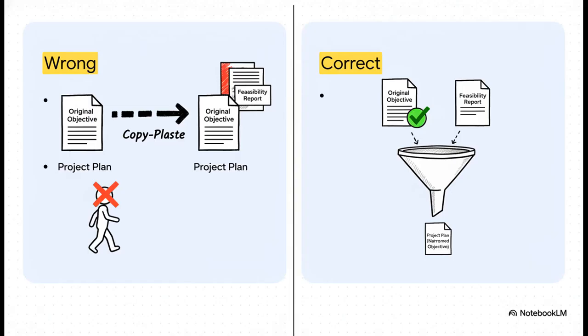Oh yeah, this one is huge. It's so easy to just copy-paste the original objective from the beginning of the phase. But what if your feasibility check found you only have good data for 2 out of the 5 regions you plan for? The correct PMI move is to narrow the objective in the plan to reflect that reality. The plan has to be based on what you can actually deliver.